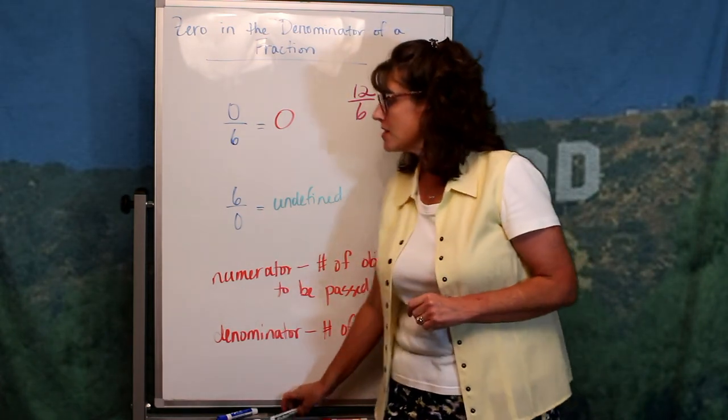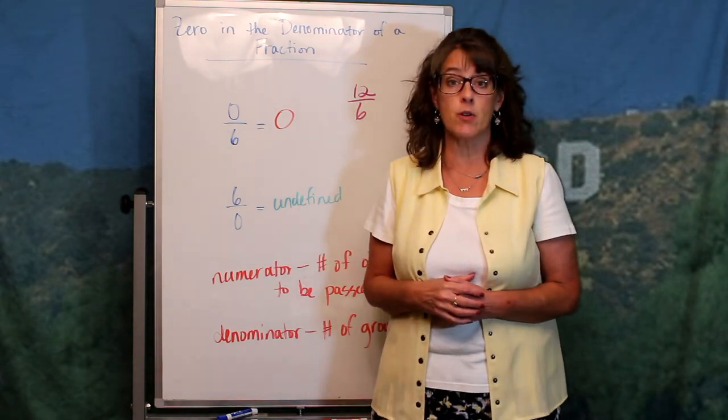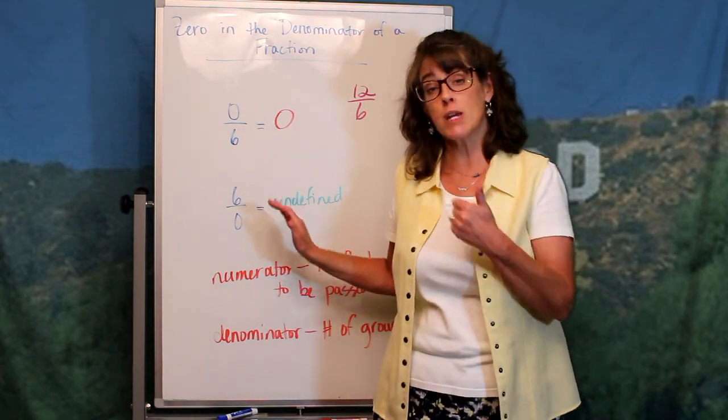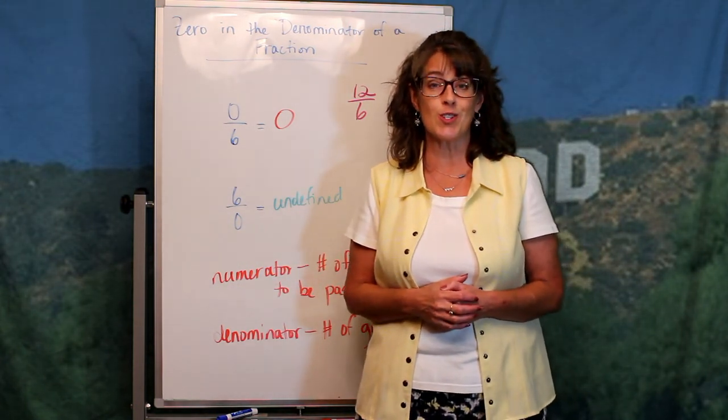And that, my friends, is the difference between having a 0 in the numerator and a 0 in the denominator. A 0 in the denominator of your fraction is always going to be undefined because you cannot make the action happen. A 0 in the numerator is always going to indicate that your answer is a 0.